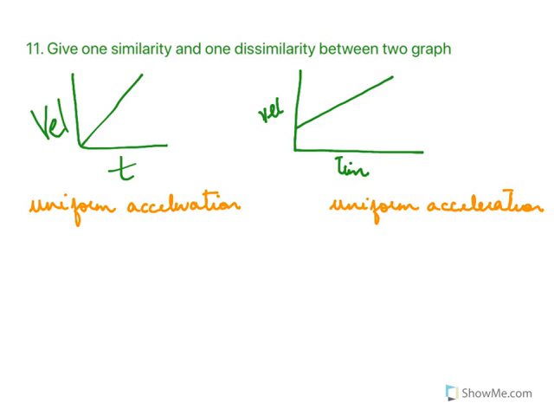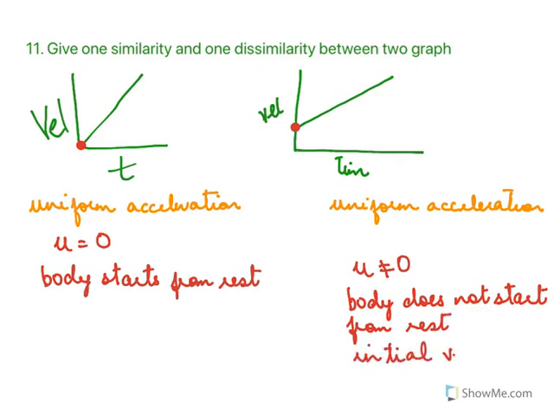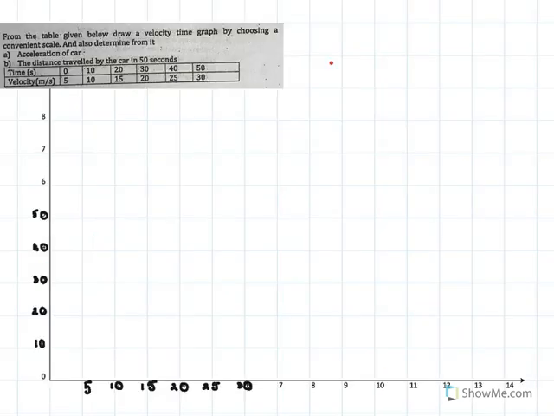But there's one difference. In the first case, the initial velocity is 0, and in the next case, the initial velocity is not 0. So that's the difference. Here, u is 0, so the body starts from rest. And in this case, we see u is not 0, so the body does not start from rest, which means it has some initial velocity.